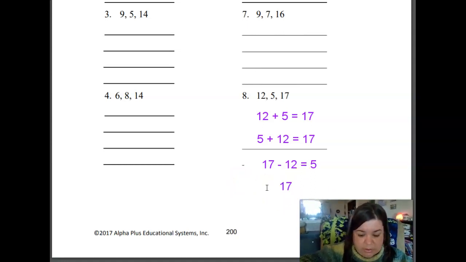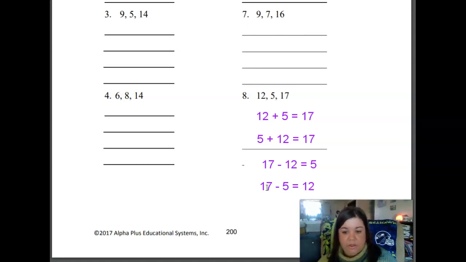Start with the biggest number when I do subtraction. Now I got to do the 5 equals, what number do I have left over? 12. Are those the 4 sentences you wrote? I hope so. You're going to do great this week.